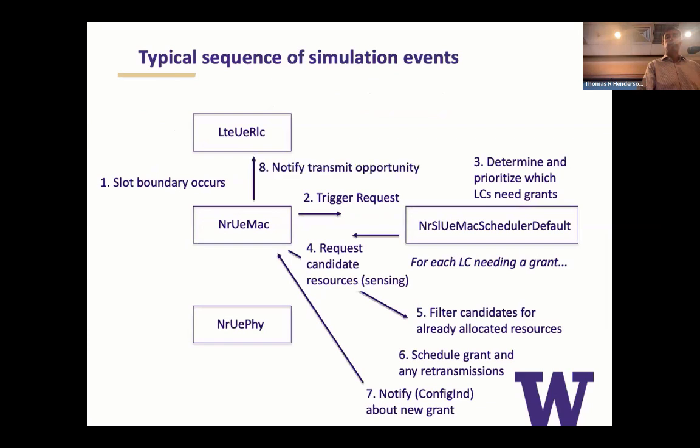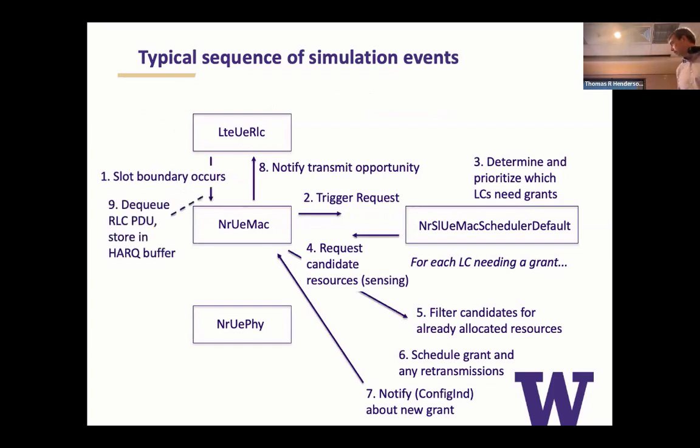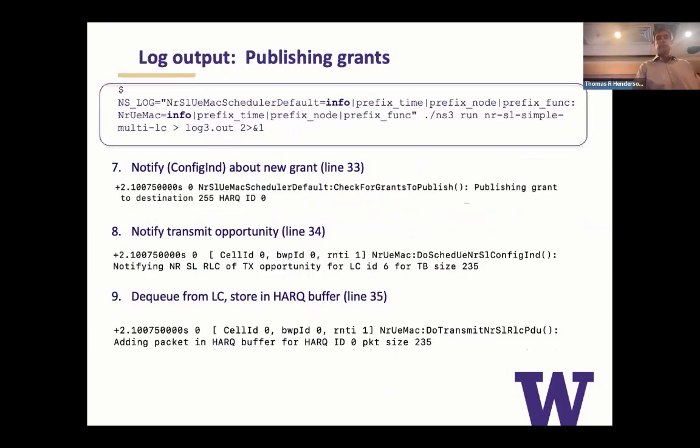And so finally, what happens is that the scheduler publishes the grants to the UE MAC. The UE MAC sends a notification up to the RLC layer saying there's a transmit opportunity. Traffic is dequeued, stored in the HARQ buffer for sending out later. And you can see this in the log output, again, logging at the info level on the scheduler and the MAC. There's a statement like this.